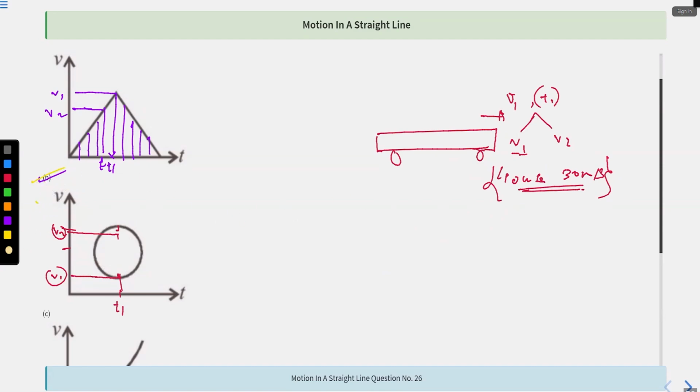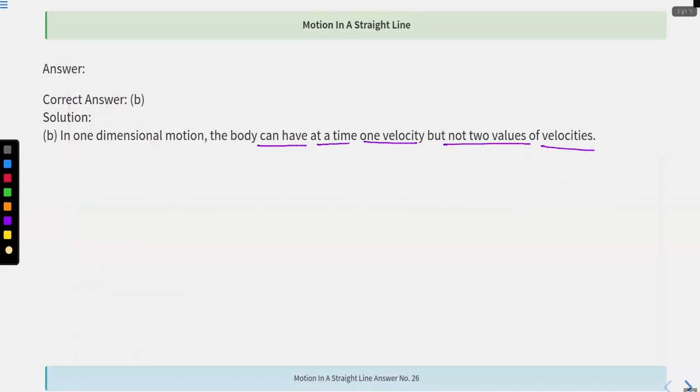All right, so option B is your right option. Once again, in one dimension motion, the body can have at a time one velocity, but not two velocities. At a time, it will just have one velocity, not two. Correct? Fine.